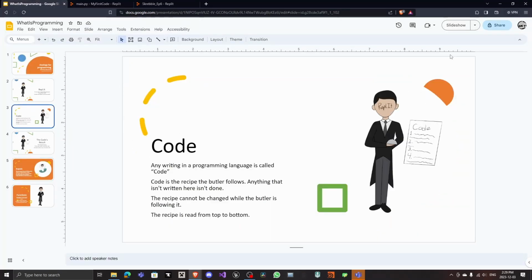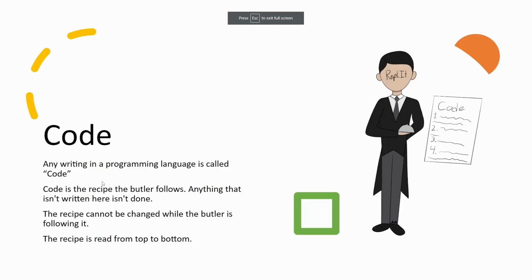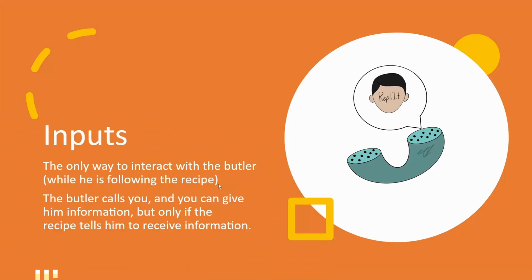I'm sure you guys are pointing out, but Exilius, you told us over here in your handy-dandy slideshow that the code can't be changed while Repl.it is doing it. And you're right, the code itself can't be changed, with one exception. And these are inputs. So while Repl.it is reading our code, if we ask it to wait for an input, it will. So like it's written here, inputs are the only way to interact with the butler, Repl.it, while he's following the recipe, which is the code.